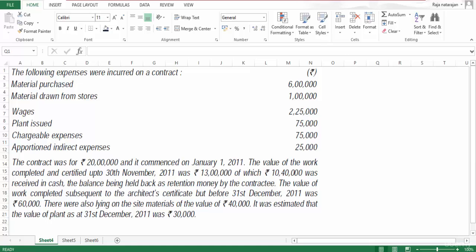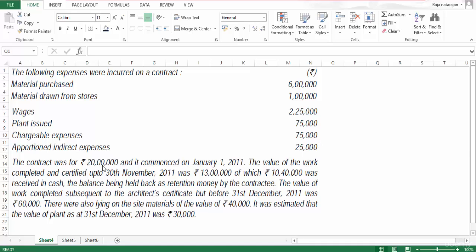The following expenses were incurred on a contract. We have material purchased 6 lakhs, material drawn from stores 1 lakh, wages 2 lakh 25,000, plant issued 75,000, chargeable expenses 75,000, apportioned indirect expenses are 25,000.